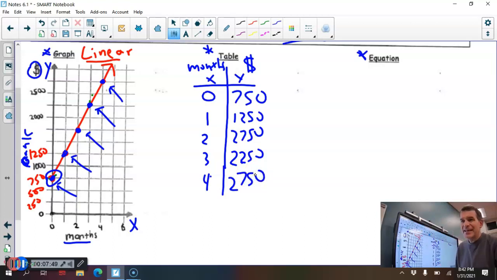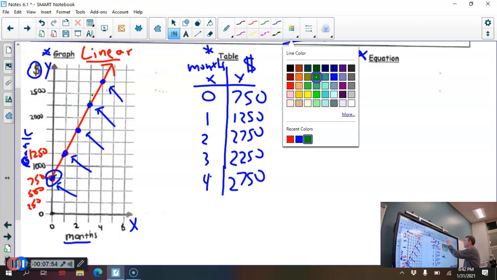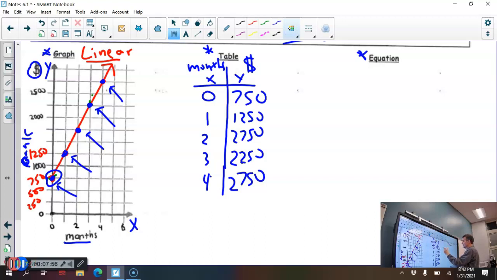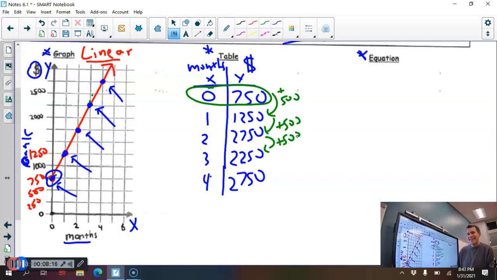Now, how can you tell the table is linear? Well, you can tell the table is linear because it goes up by the same amount every time. There's a starting amount, and then it's increasing by 500 each time. That's what makes it linear, that it is increasing by the same amount each time.